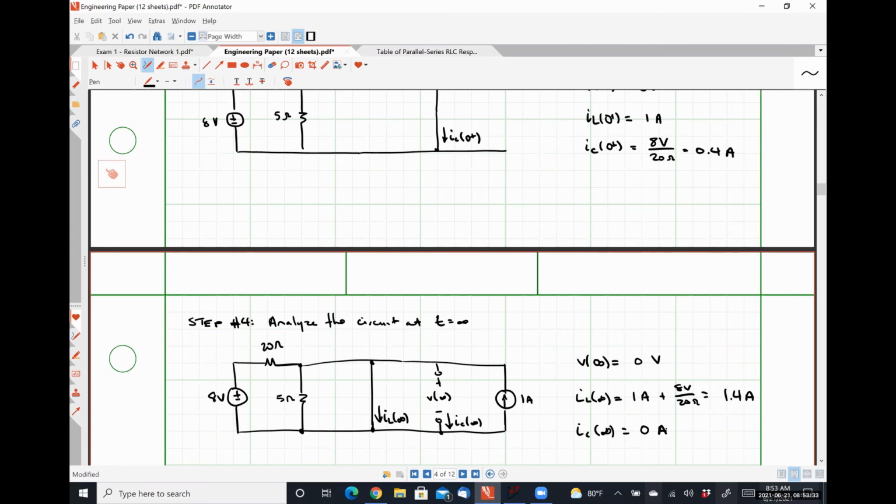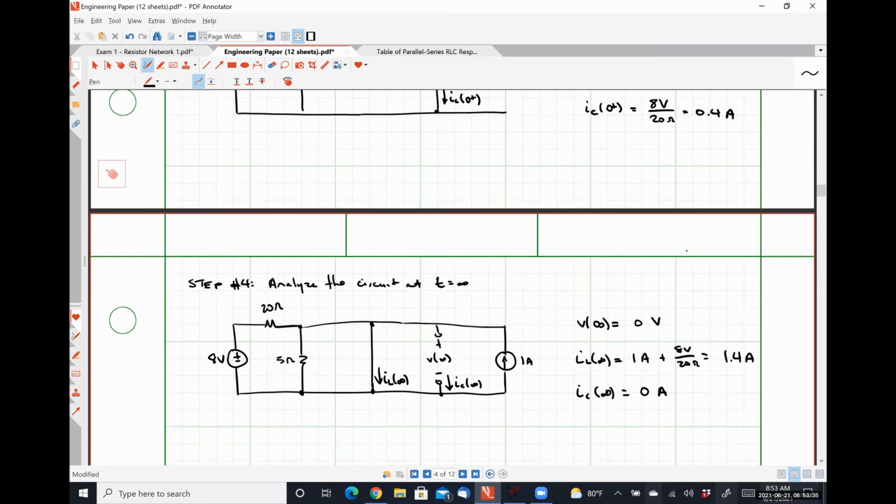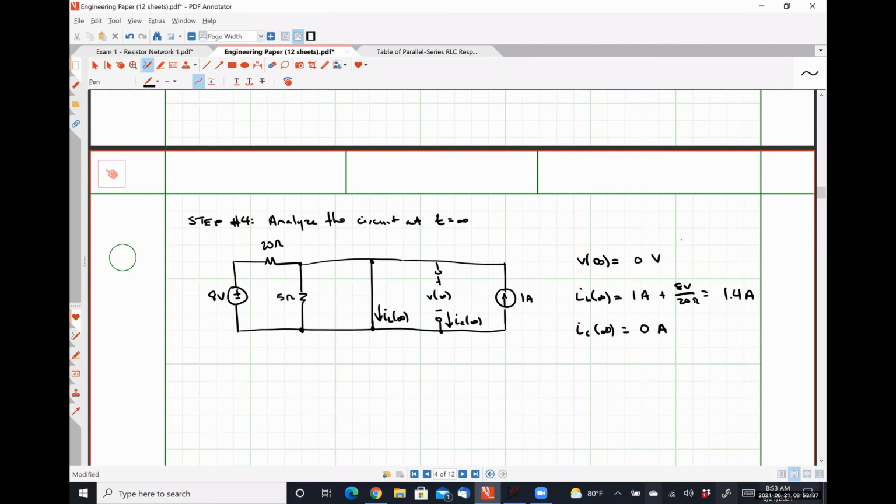Now we are finally at step 5, where we use the table. Step number 5, use the table to calculate the quantities of interest.